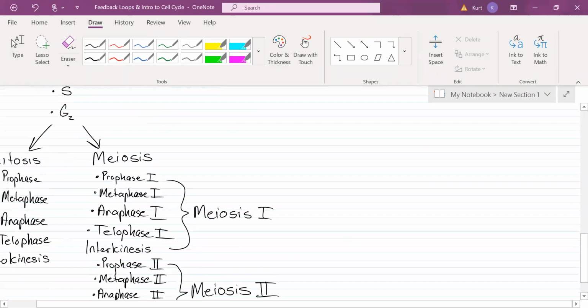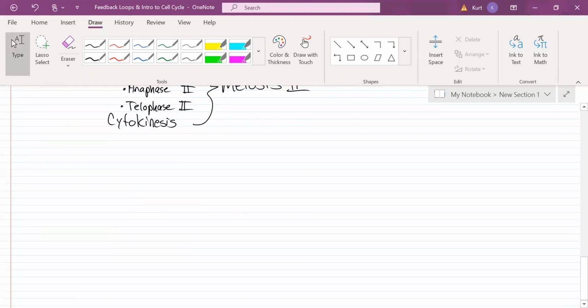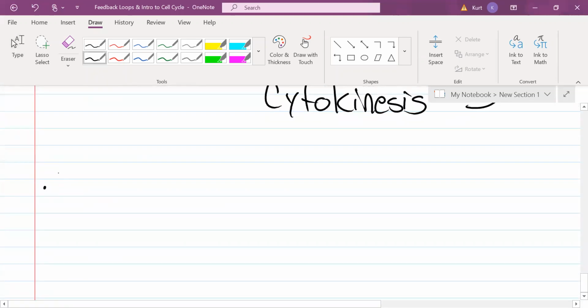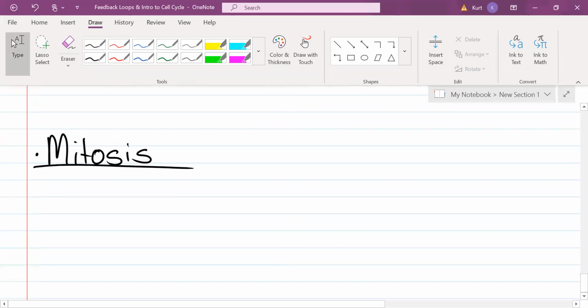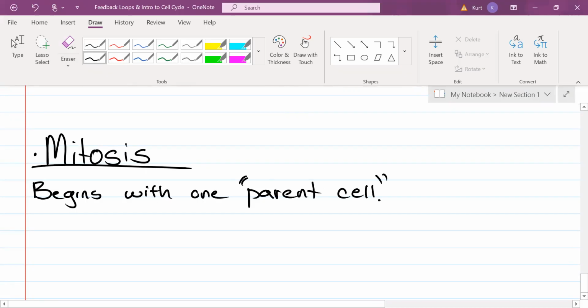So let's talk about mitosis first. You all ready to move on? Okay. So let's talk about mitosis. Mitosis begins with one parent cell. The reason we call it a parent cell is because it's the original. And I'm not saying it's the first cell of your body. It's just the cell that you want to replicate. You want to make two cells that look just like the parent cell. You're pretty much going to make two clones of what this cell is.